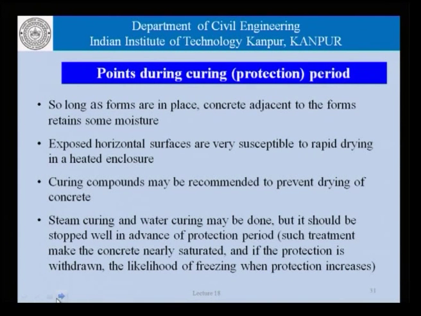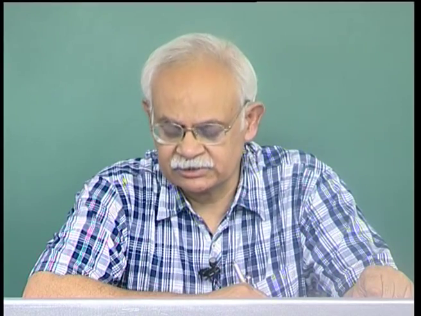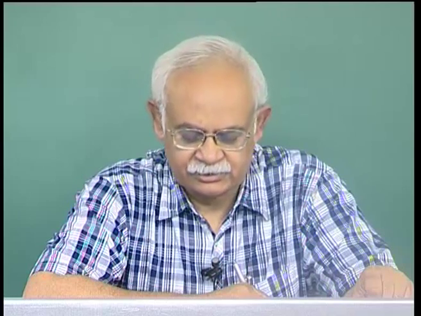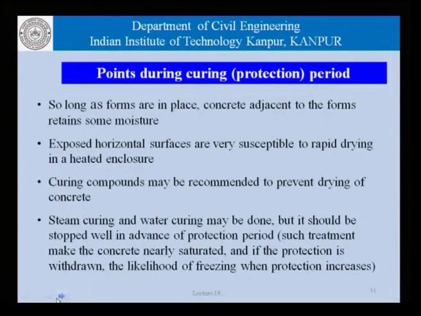That is, if we are curing with water or steam, the concrete is very nearly saturated at the surface as far as the levels of saturation are concerned. And if the protection is withdrawn while the concrete is saturated, the likelihood of freezing when protection is removed increases, and that is something which we need to watch out against.